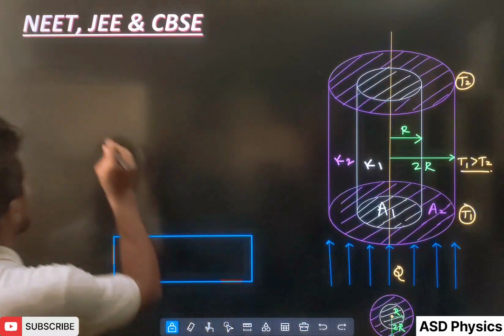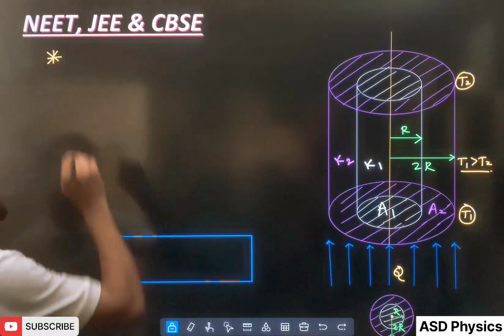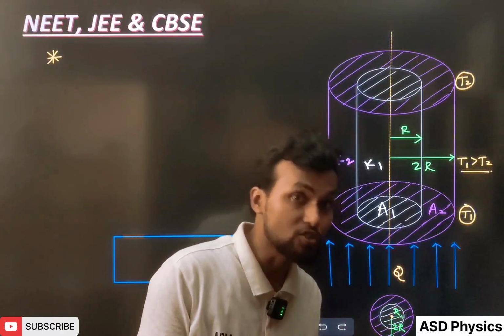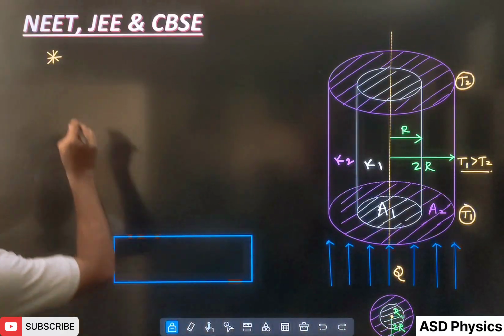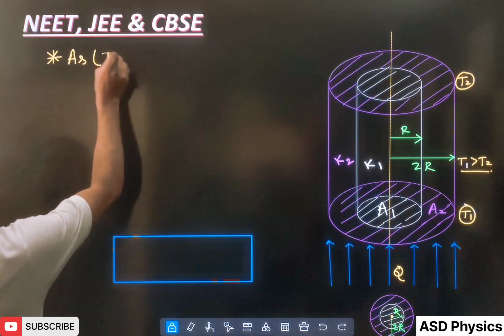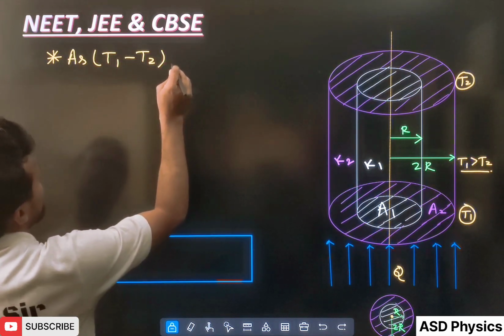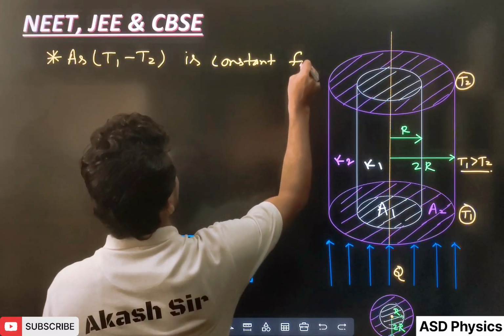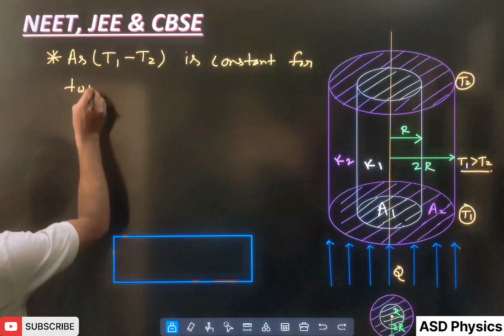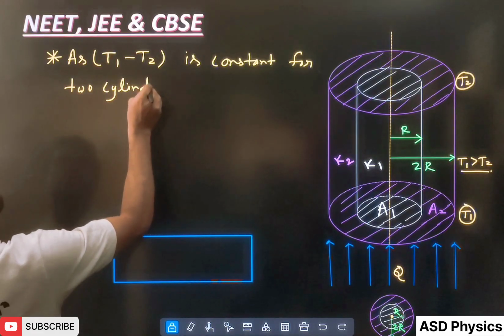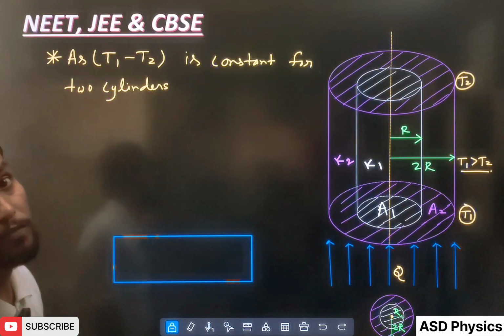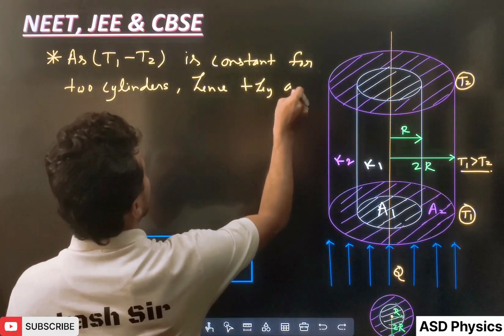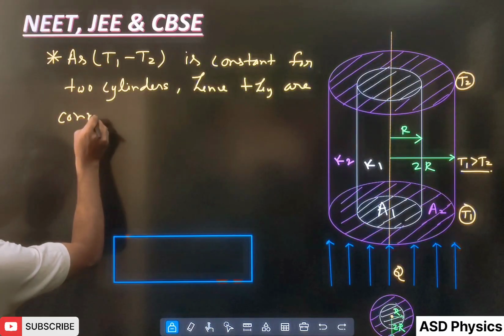Remember that in an electrical system, when the potential difference is constant, the elements are connected in parallel. In this thermal system, when the temperature difference is constant, then they are connected in parallel. So T1 minus T2 is constant for the two cylinders, the inside solid one and the outside shell, hence they are connected in parallel.